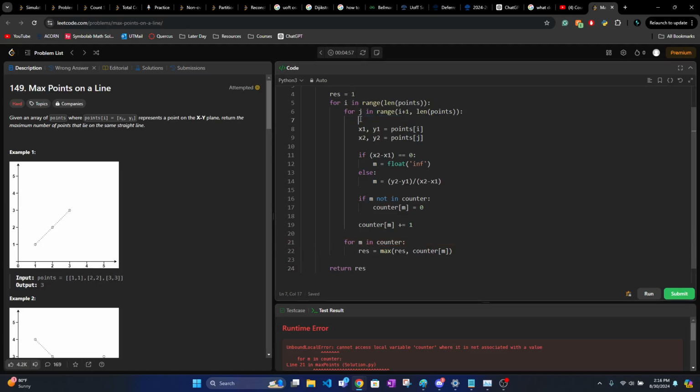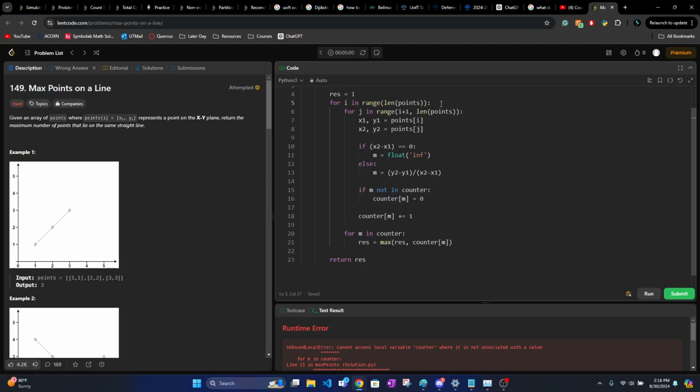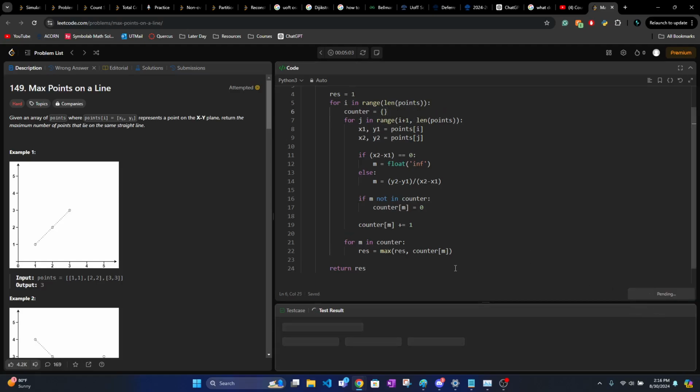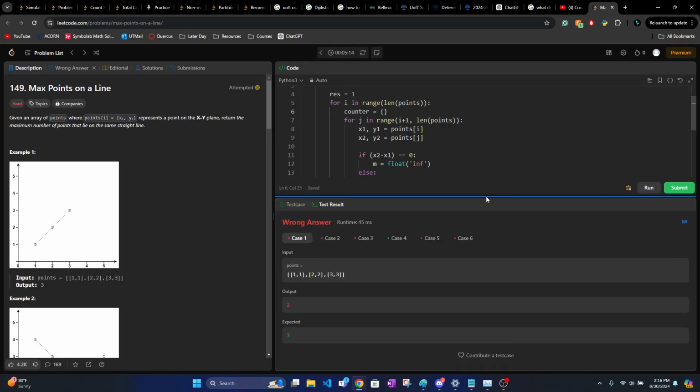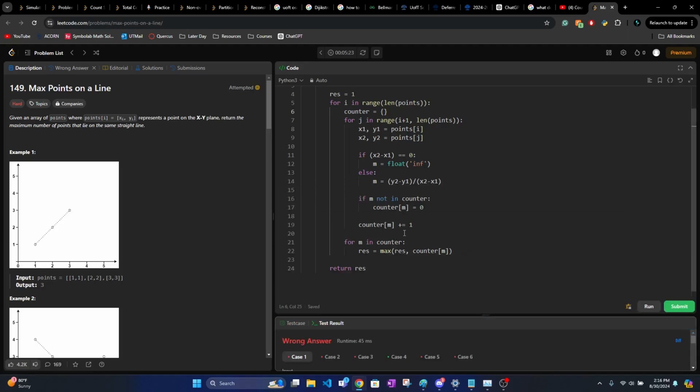Oh, yeah, counter should go here, run this again. And this is wrong. Oh, okay, so how many are on the slope? It's counter plus 1 because we are going to include the current point that we're looking at.